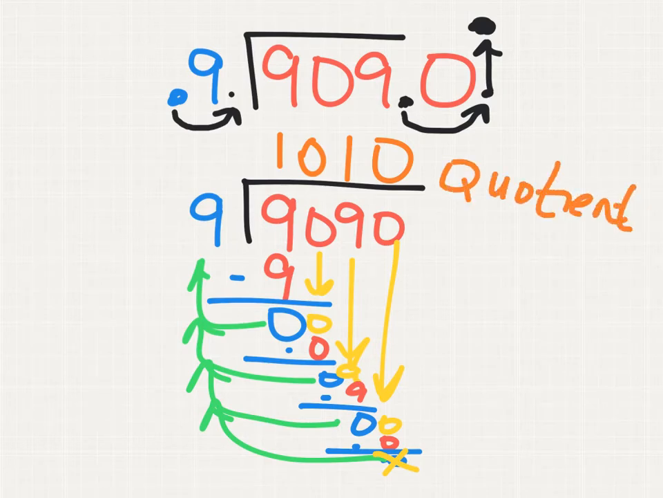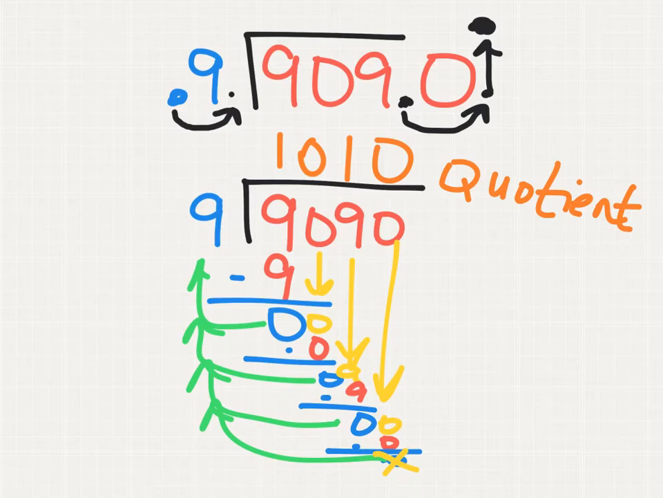9,090 divided by 9 is 1,010. So now let's talk about how we know that 1,010 is not only the answer to 9,090 divided by 9, but it's also the answer to 909 divided by 0.9, our original division problem. Here's how we can prove it.